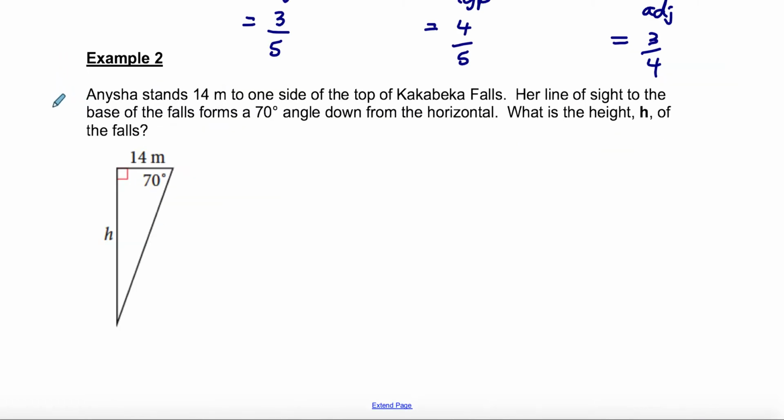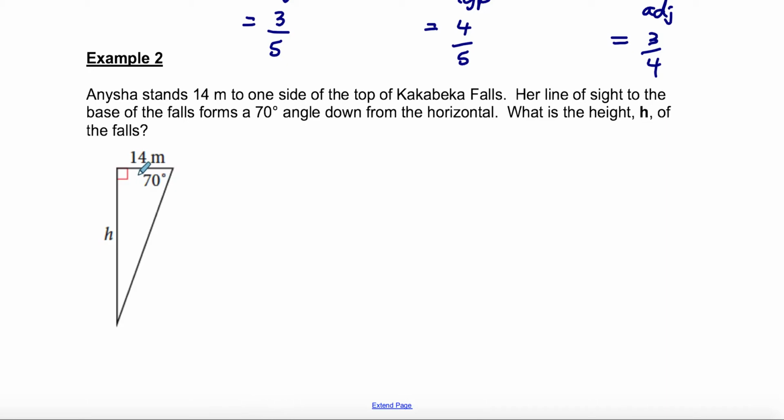Example 2: Anisha stands 14 meters to one side of the top of Kakabeka Falls. Her line of sight to the base of the falls forms a 70-degree angle down from the horizontal. What is the height of the falls? So it's nice when you get a diagram for this.